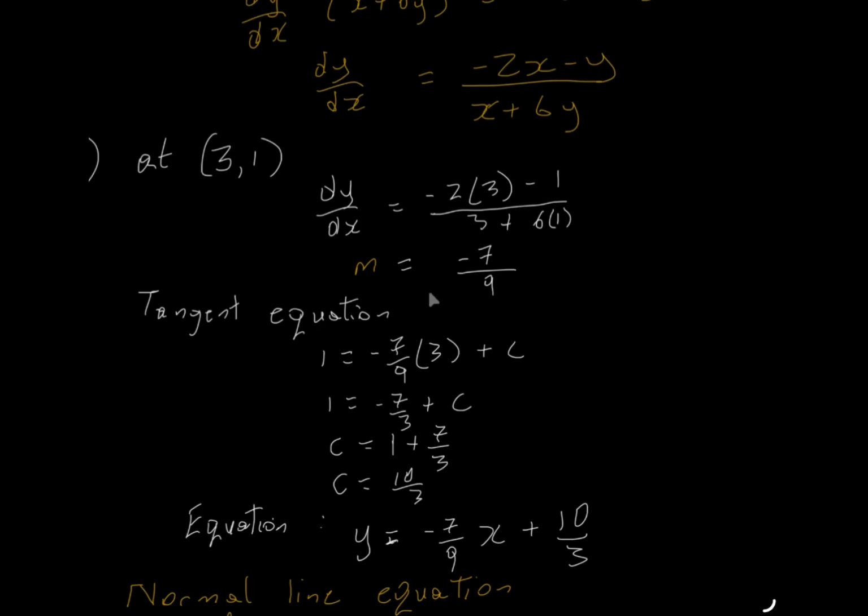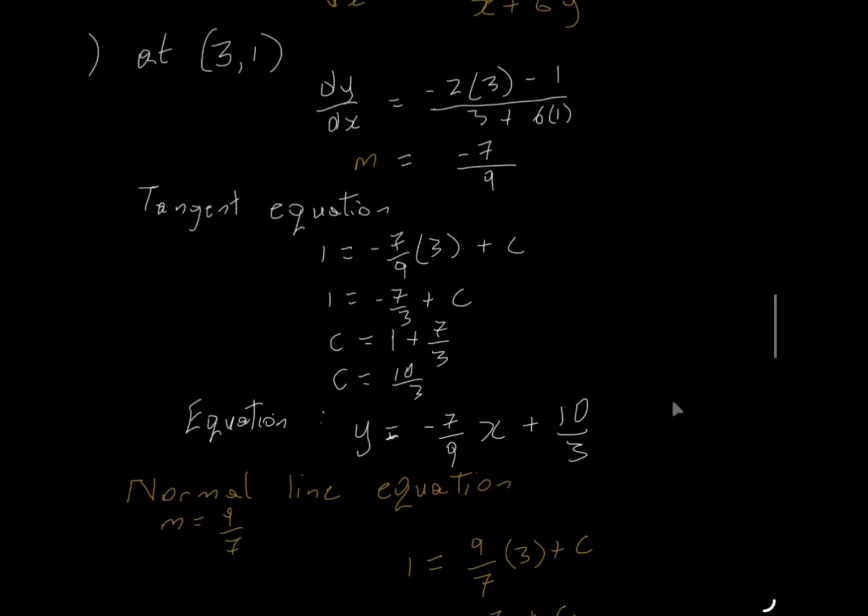So for your tangent equation, plug in m = -7/9 for m, and 1 for y, and 3 for x. So 1 = -7/9 times 3 plus c, and simplifying that down, 1 = -7/3 + c, because 3 divides the 9 three times. And then c is equal to 1 plus 7/3 by adding 7/3 to both sides. And so c will be equal to 10/3. So your equation is now y = -7/9 x + 10/3.